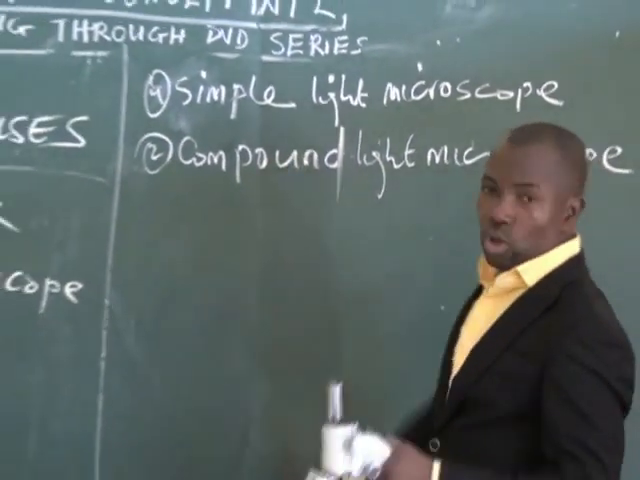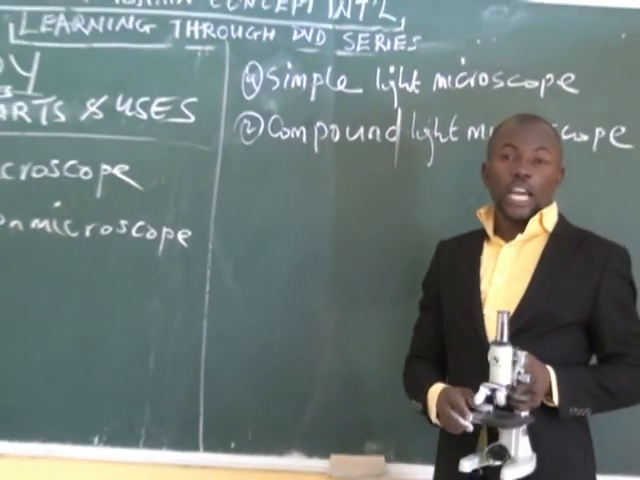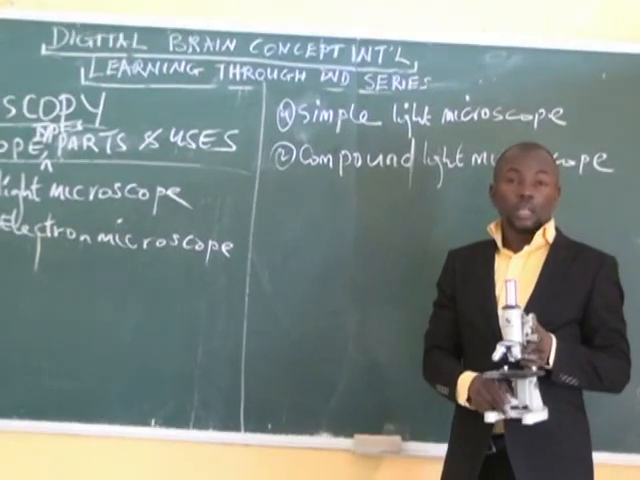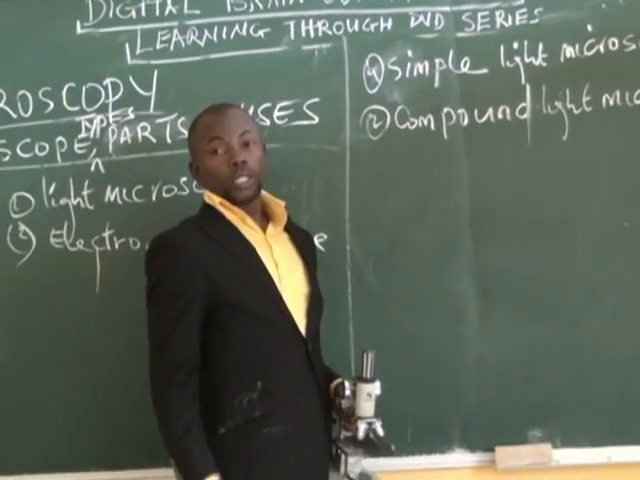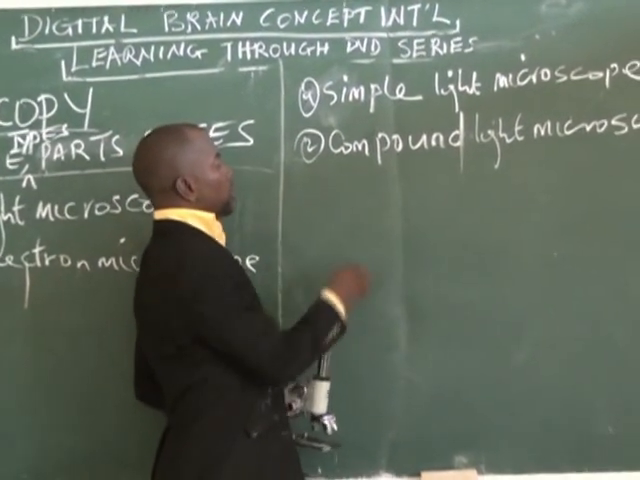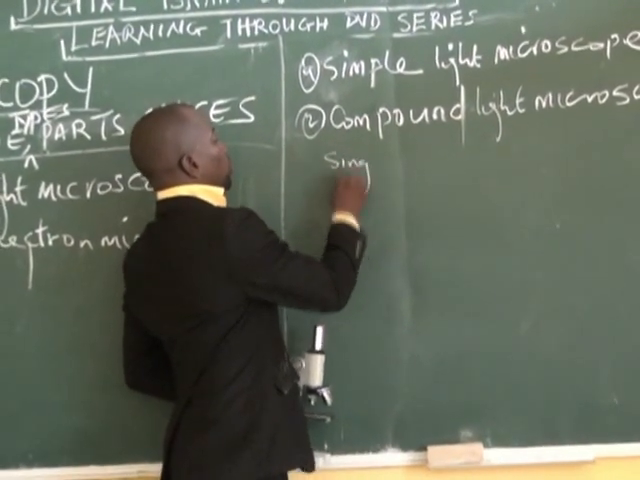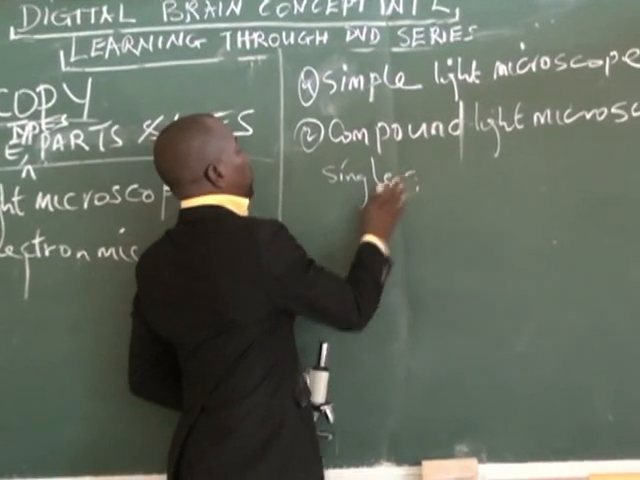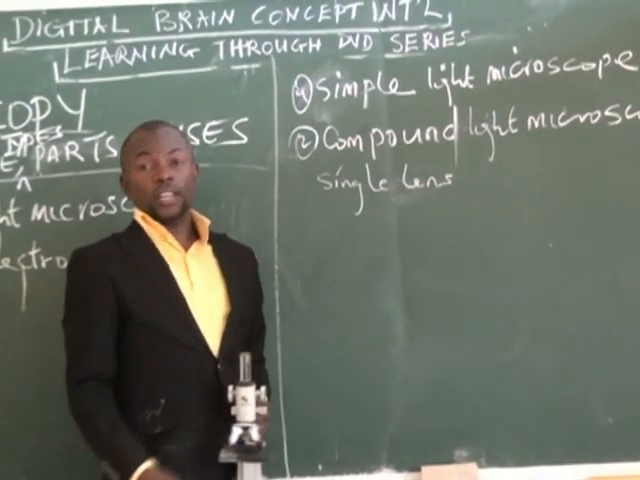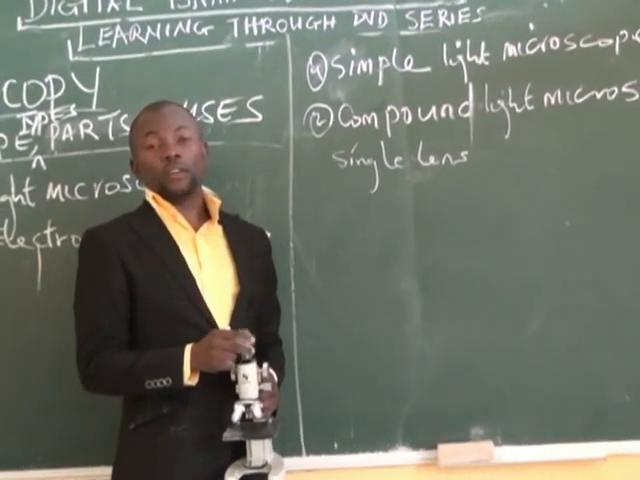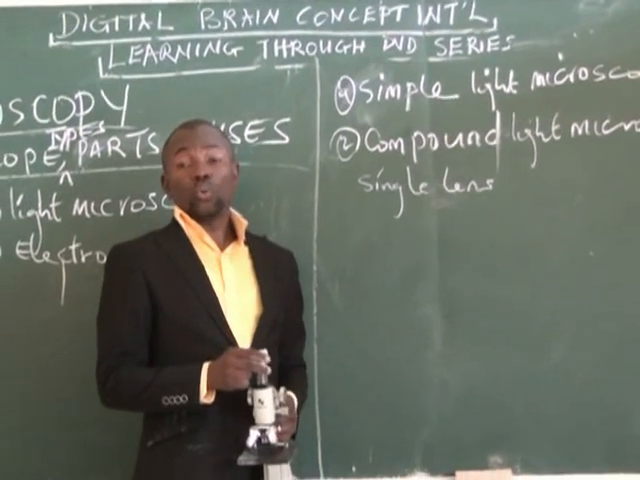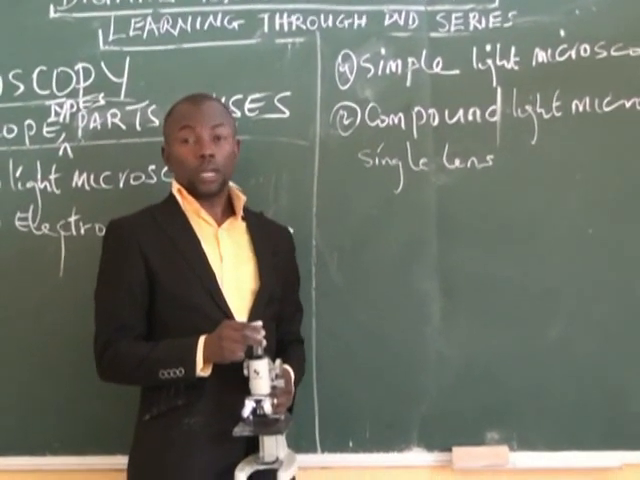Both of them make use of sunlight, which can be reflected by this mirror. The simple light microscope is the one that has a single lens. And the lens magnifies the size of the object up to 1,000 times.